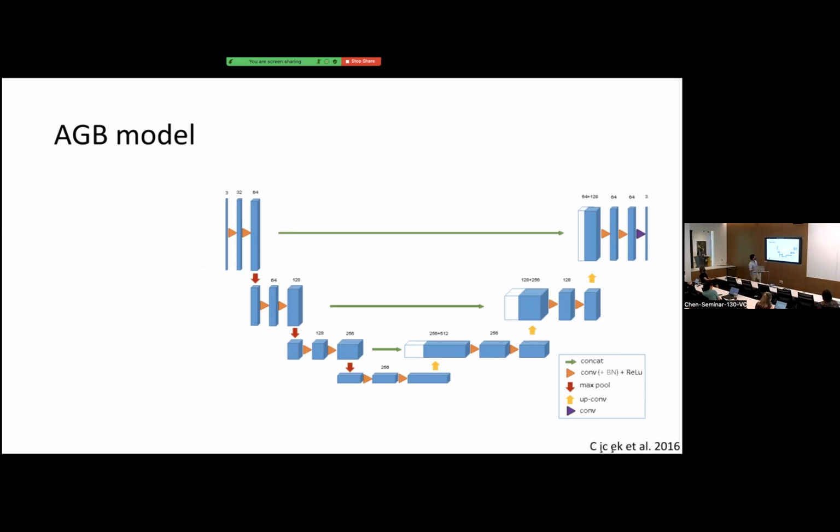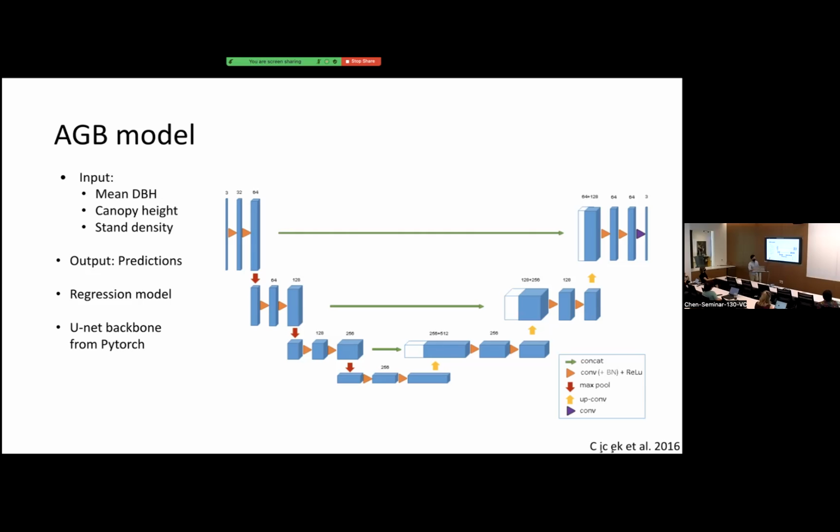In terms of the above ground biomass model, the inputs included mean DBH, canopy height, and stand density. And the output would ideally be predictions of these three metrics. I used a regression model based off a UNet backbone from PyTorch, with the final layer being a ReLU function, and an L2 loss function, mean square error, due to the regression.